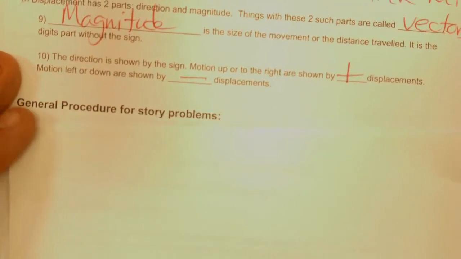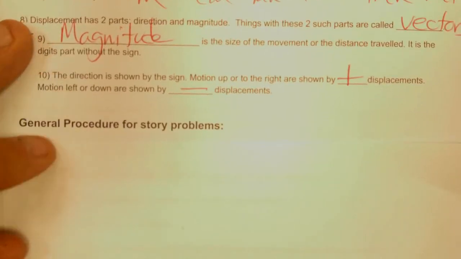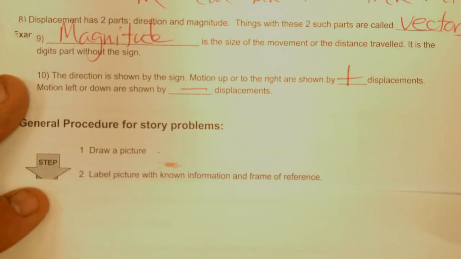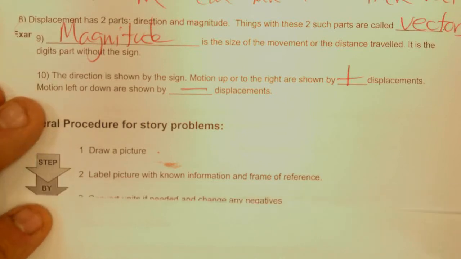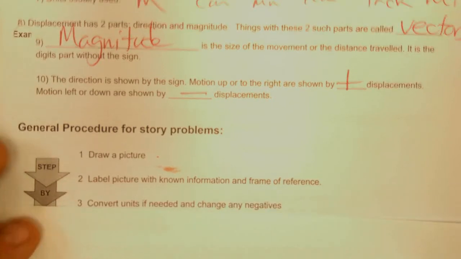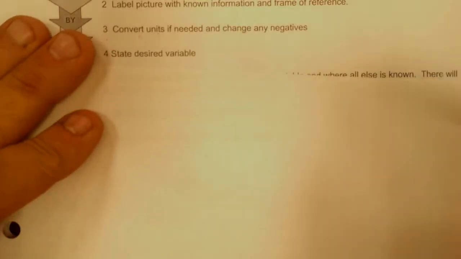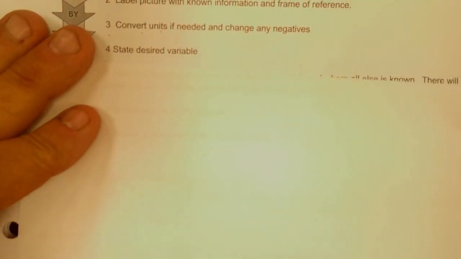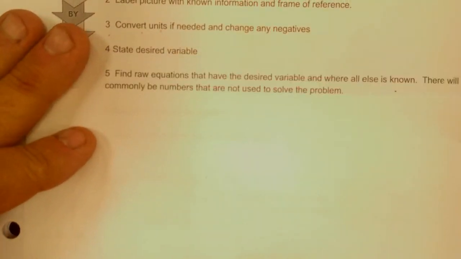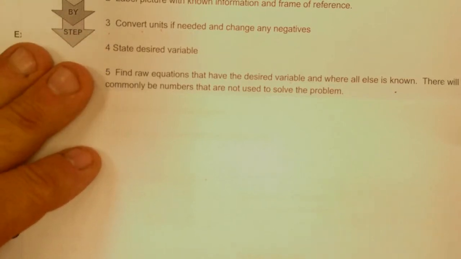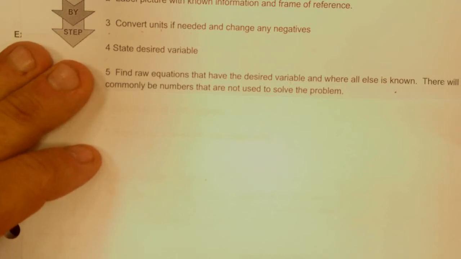The general procedure for all of your story problems will be to draw a picture, label the picture with known information and the frame of reference, convert any units if needed, change any negatives, state the desired variable. What variable are you looking for to get the answer? Number 5, find the raw equation that has the desired variable and where all else is known. There will commonly be numbers that are not used to solve the problem.